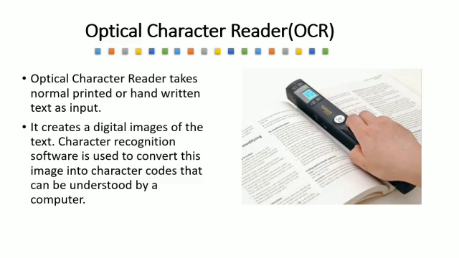It creates a digital image of the text. Like when we write something and take a photograph, at that time it is in picture form only, but software converts it into the form of Word or PDF, so that the characters can be understood by a computer.